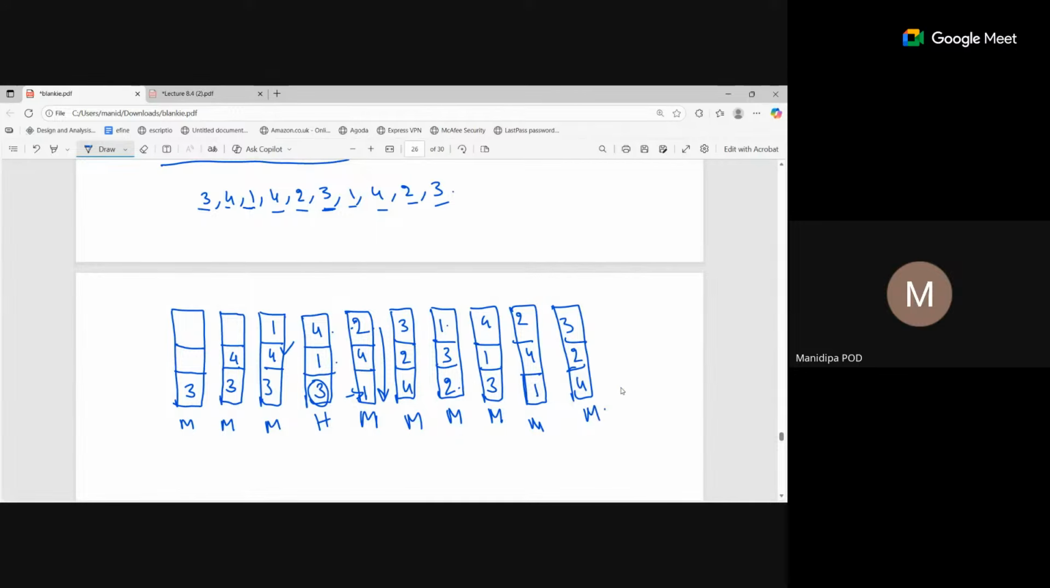So how many hits are there? How many misses are there? 1 hit is here and all others are misses. So 1, 2, 3, 4, 5, 6, 7, 8, 9. We have 9 misses. In total, we are referencing 10 page frames. We have 1 hit, 9 misses. So now from here, we can ask what is the hit ratio? That is how many hits by the total number of page frames that you reference. 1 by 10. The miss ratio is just the opposite, 9 by 10.